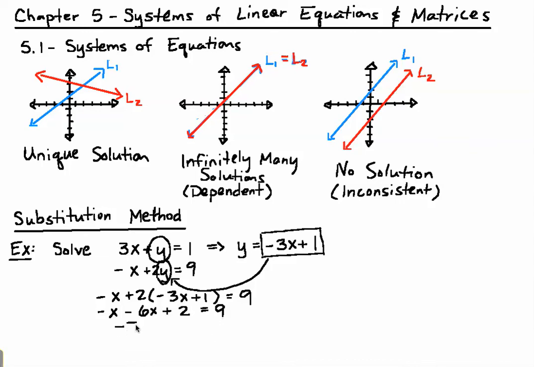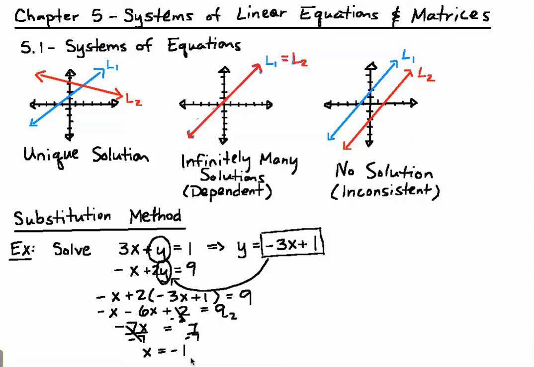Now we combine like terms and get the x on one side by itself by subtracting 2 from both sides. Then dividing by negative 7 tells us that x equals negative 1.